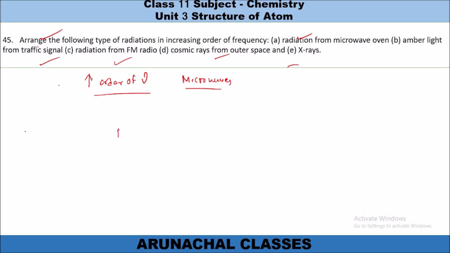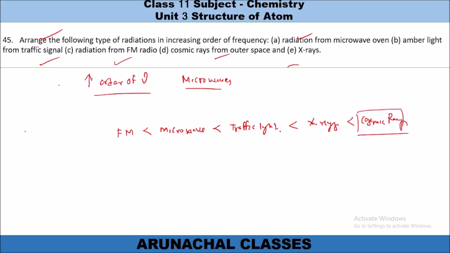So least will be FM waves, then more is microwave, then we have traffic light, then we have X-rays, and then we have cosmic rays. These rays will be having maximum frequency. FM waves, or the radiations from FM radio, have the least frequency.